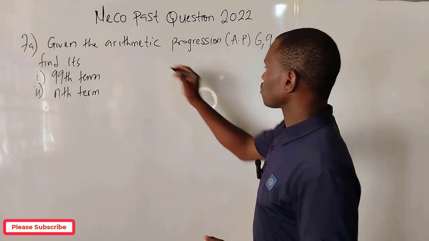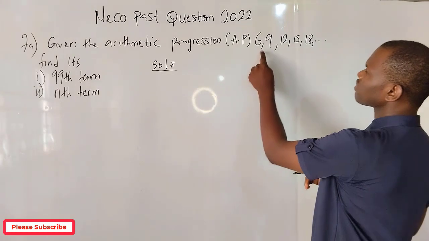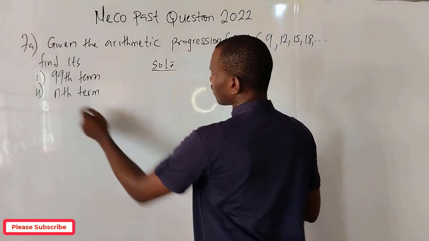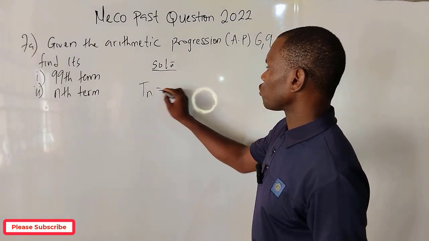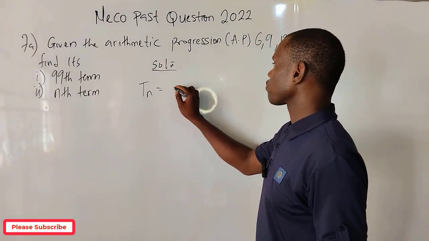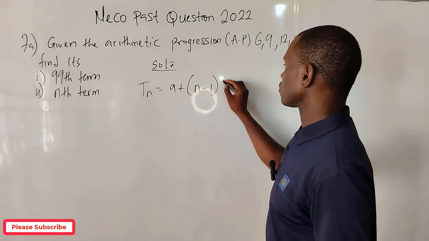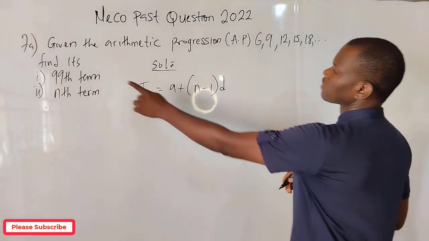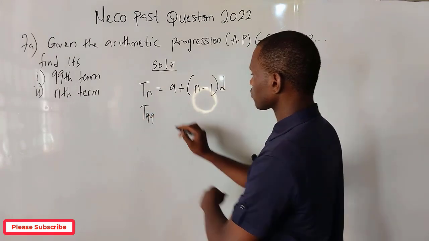So let's solve the number 7th question. We are asked to solve the AP given the sequence and find the 99th term and the nth term. Take note that the formula for the term of an AP is a plus (n minus 1) times the common difference. So to get the 99th term, we are solving for t99.